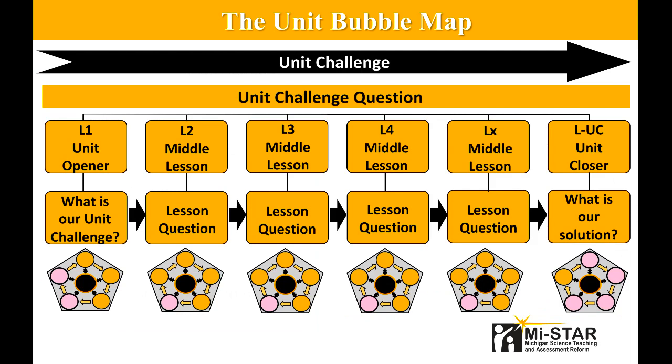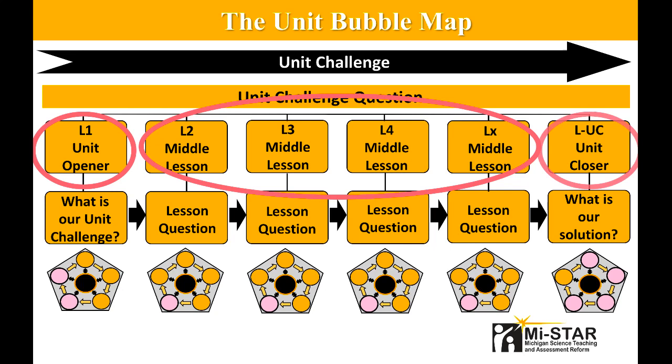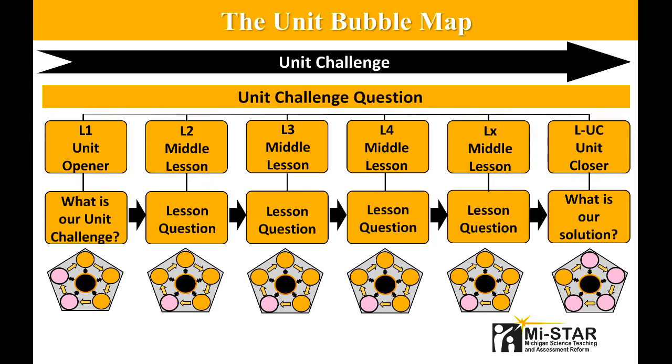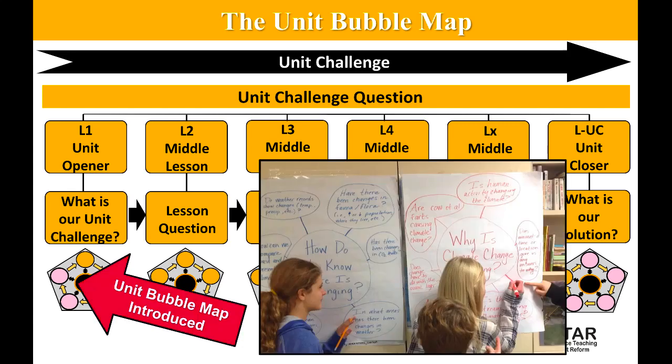Remember that in the MyStar curriculum, students revisit the unit challenge every lesson throughout the unit by investigating a broad unit challenge question. All MyStar units begin with a unit opener lesson, have several middle lessons, and end with a unit closer lesson. The unit bubble map is initially developed during the Check Your Progress instructional phase of the unit opener, after students have encountered the unit challenge scenario and its guiding unit challenge question. The unit bubble map activity serves as an initial probe into student thinking, understandings, and preconceptions.